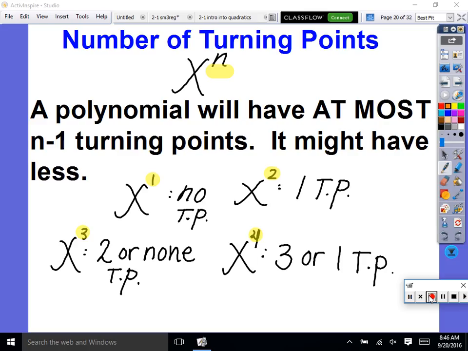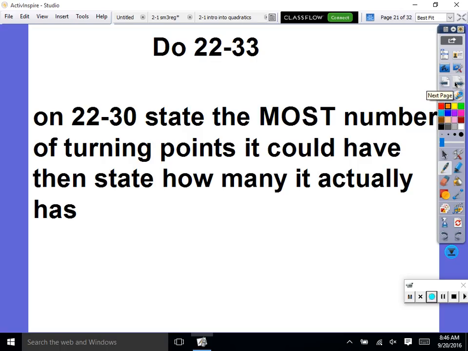So this is what I just said a second ago, but I didn't give you this. So here's the rule. Once again, a polynomial will have at most n minus 1 turning points. That just means 1 less than the degree, and then it works in twos. So we already know that 1 has no turning points, 2 has 1 turning point, 3 has 2 or none, 4 has 3 or 1, working in twos. So we understand that. That's just the rule. Okay, so what I want you to do is 22 through 30. State the most number of turning points it could have, then graph it and look at it, and see how many it actually has.